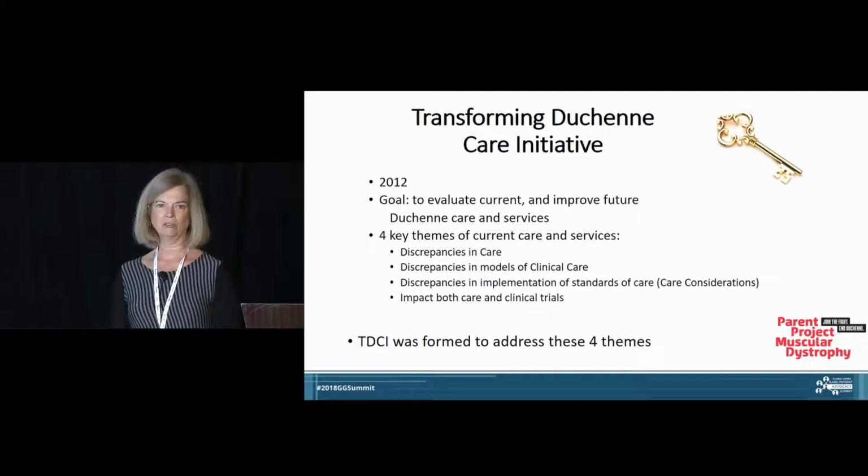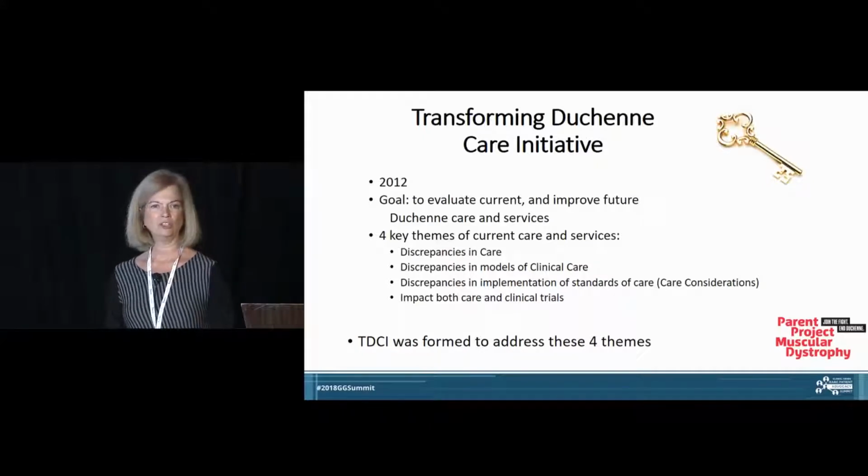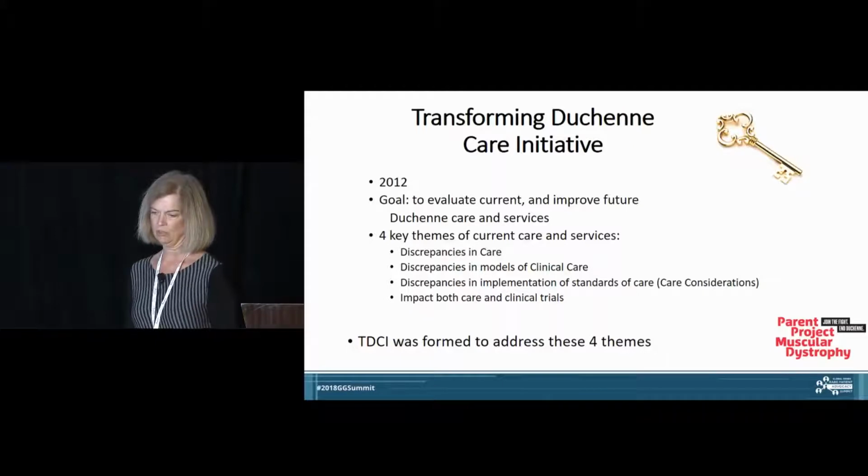And who was interpreting that echo? So in terms of the model of care, was the neurologist ordering the echo and then looking at the report and saying, oh yeah, it's fine? Or was the cardiologist actually looking at the echo? So there were many discrepancies in models of clinical care. Again, there were discrepancies in the implementation of care, and this was impacting both clinical care and clinical trials.